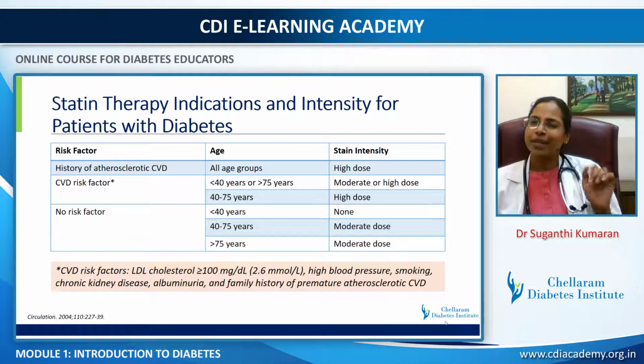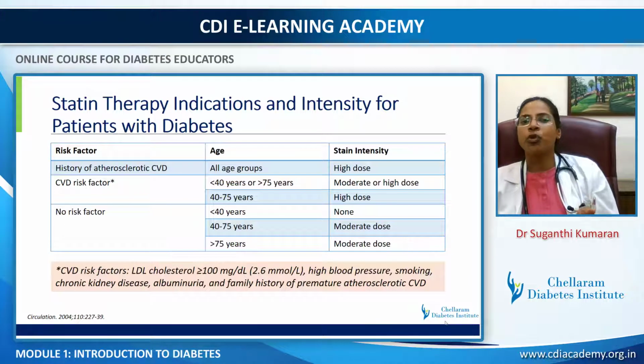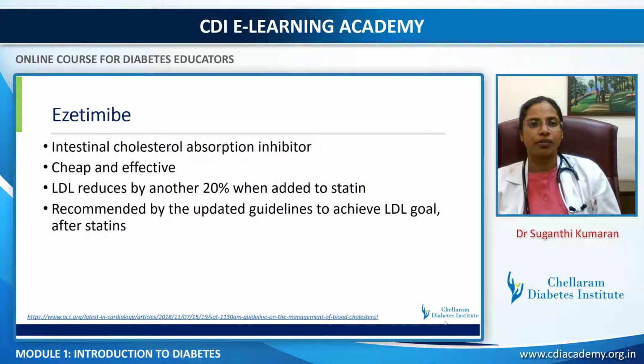Diabetic patients less than 40, no need to be on statin. However, 40 to 75, definitely moderate dose. More than 75, also moderate dose. So what are the cardiovascular disease risk factors that they're talking about? LDL cholesterol more than or equal to 100 milligram per dl, high blood pressure, smoking, chronic kidney disease, albuminuria, and family history of premature atherosclerotic cardiovascular disease. These are all the cardiovascular risk factors that are taken into consideration.